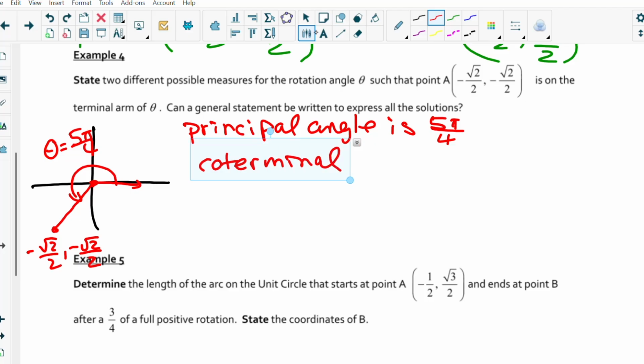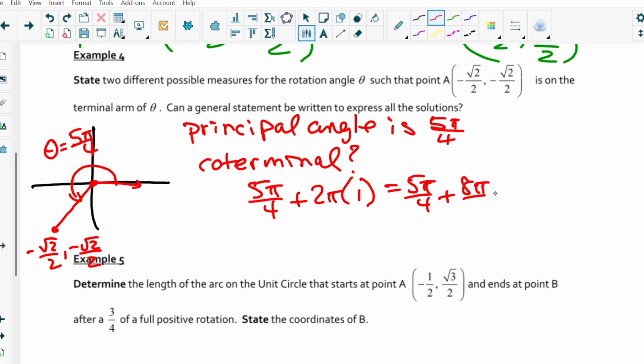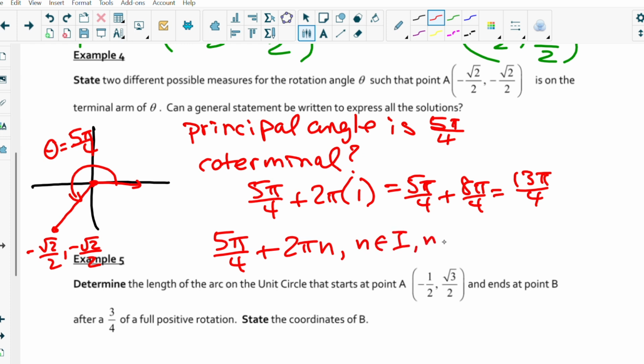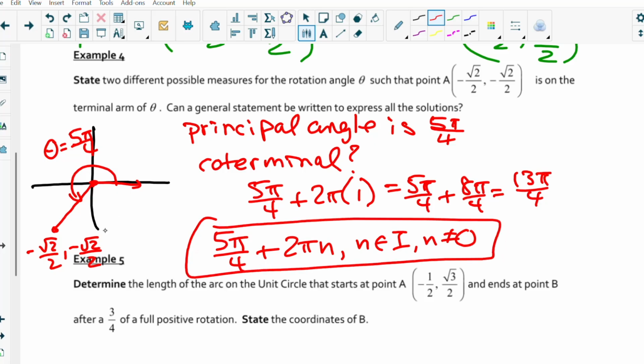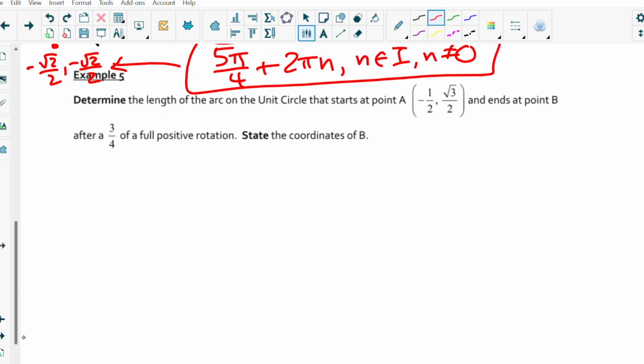What's an angle that's coterminal to 5 pi over 4? Okay, so I go 5 pi over 4 plus 2 pi times 1. I'll pick an n value of 1. That's 5 pi over 4 plus 8 pi over 4, and that's 13 pi over 4. Okay, generally I can say 5 pi over 4 plus 2 pi n, where n is an element of all integers, n does not equal 0. Okay, so here's my general statement to express all the angles that have this coordinate on the unit circle.